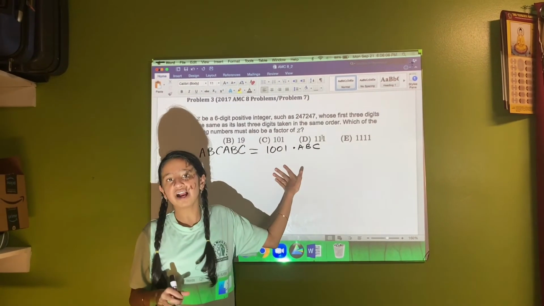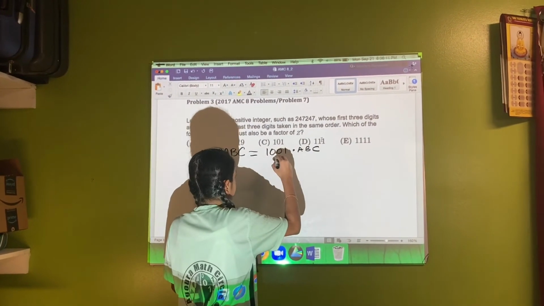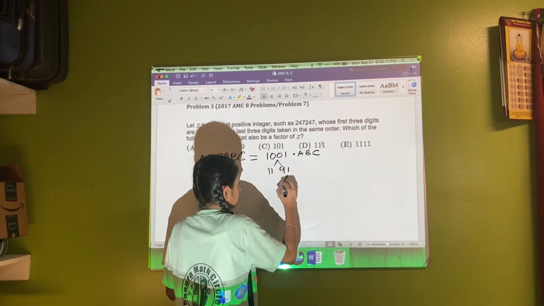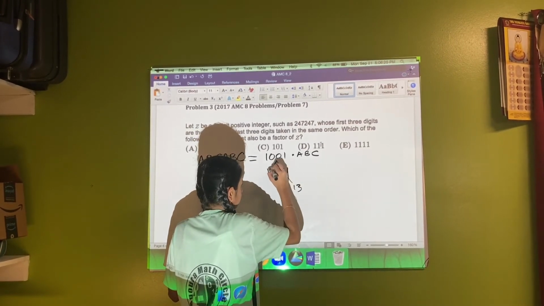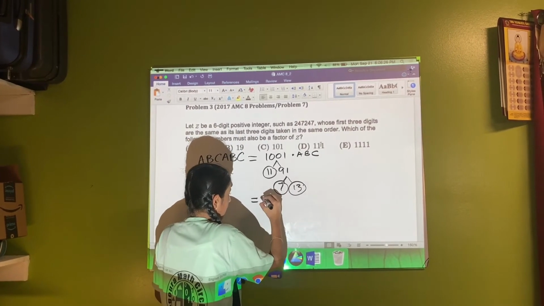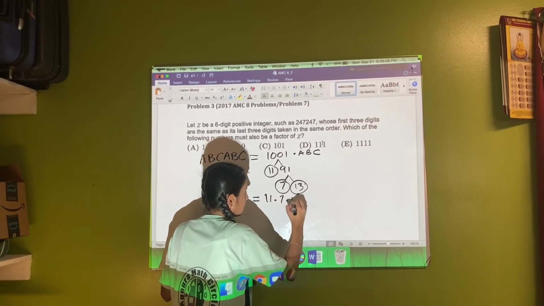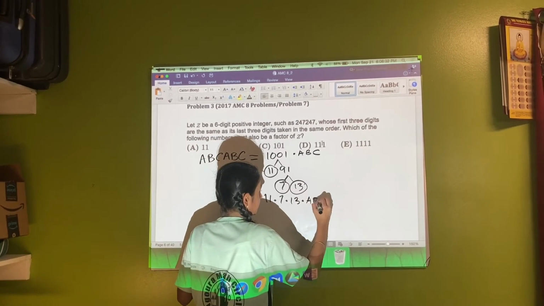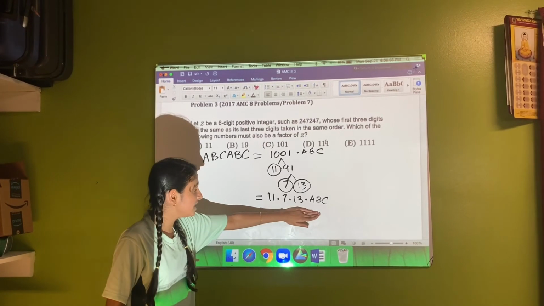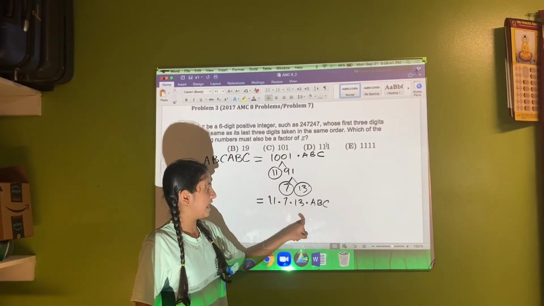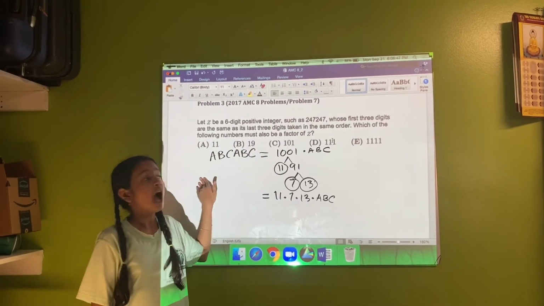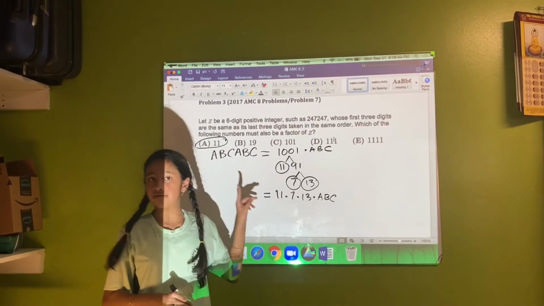Next, we're going to prime factorize 1001. First, 11, 91, this, 7, 13. There we go. So that basically means 11 times 7 times 13 times A, B, C. This is Z. So now we know that Z is divisible by 11, 7, and 13. But as you've only been given one of these 3 options up here, our answer is A, 11.